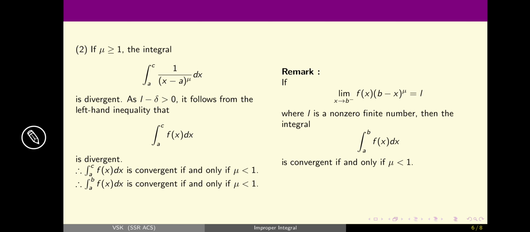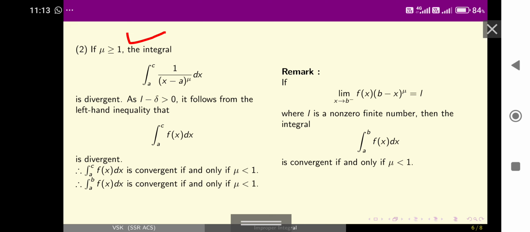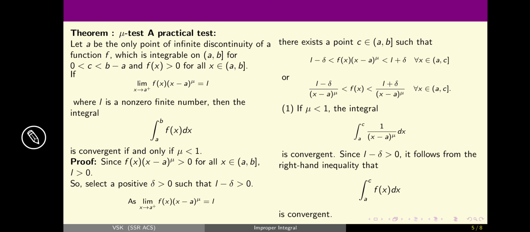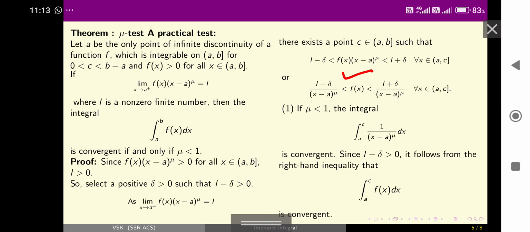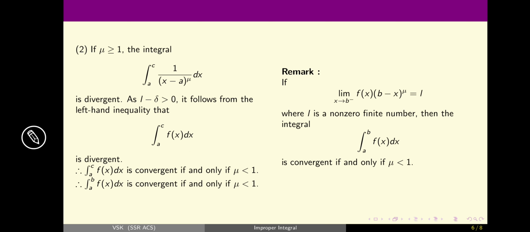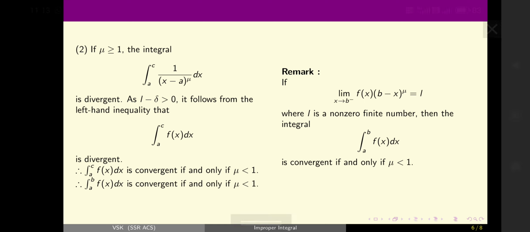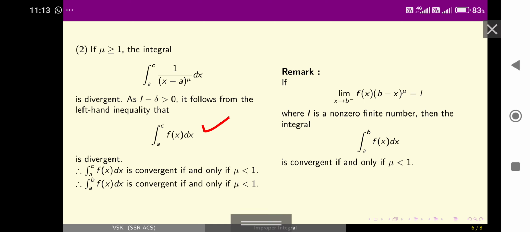Now if μ is greater than or equal to 1, the integral from a to c of 1/(x−a)^μ dx is divergent. That we also saw in the last theorem. And as L−δ is greater than 0, it follows from the left hand inequality. What is the left hand inequality? This was the left hand inequality: (L−δ)(x−a)^μ is less than f(x). This follows from this inequality that the integral from a to c of f(x) dx is divergent, and this implies that the integral from a to b of f(x) dx is also divergent.